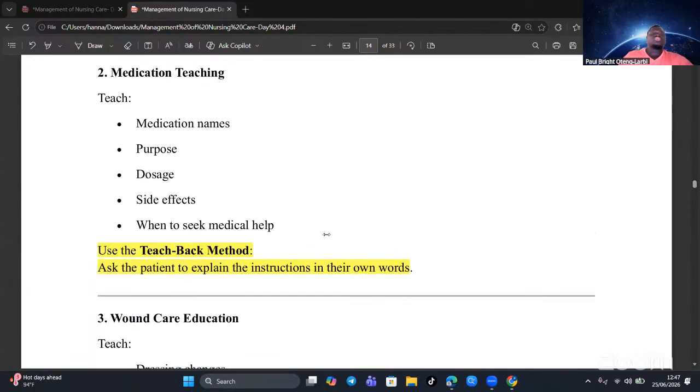Right. So, we are discharging a patient: medication teaching. The medication the patient is going to take, the name, the purpose, the dosage, the side effects, everything. Are they getting it? After you've done the medication teaching, it is very, very important. So always, when teaching, you use what we call the teach back method. Ask the patient to explain the instructions in their own words before you allow them to go home.